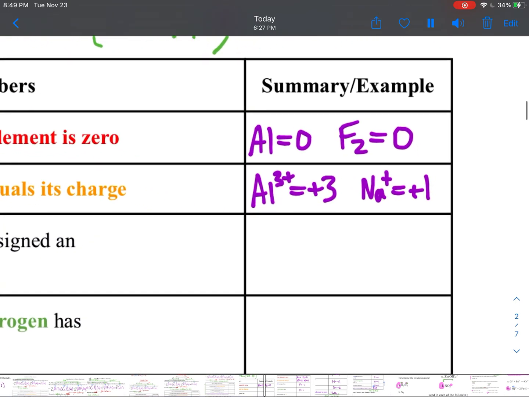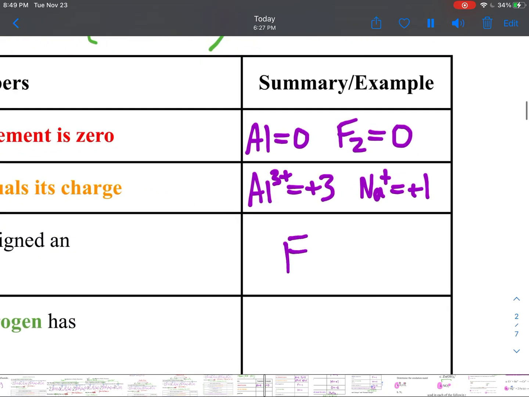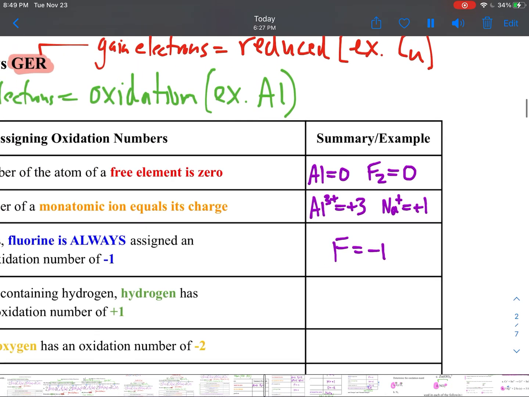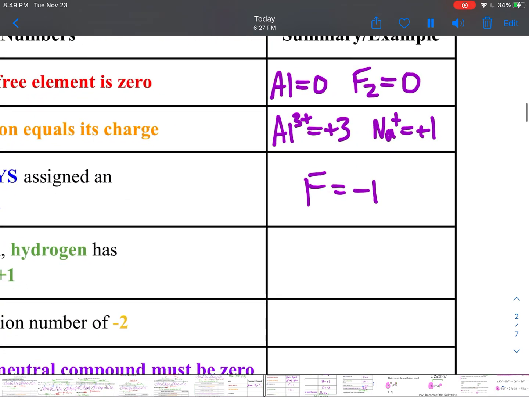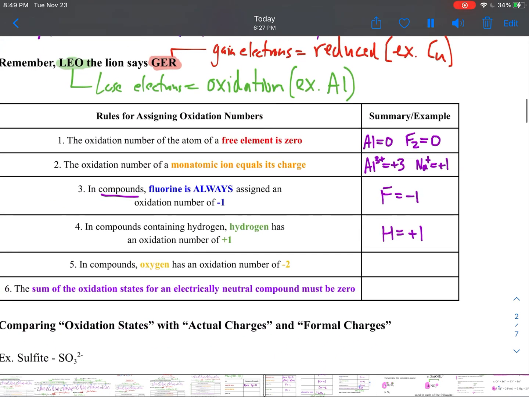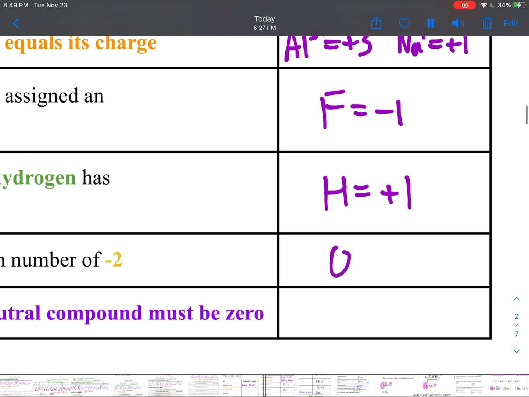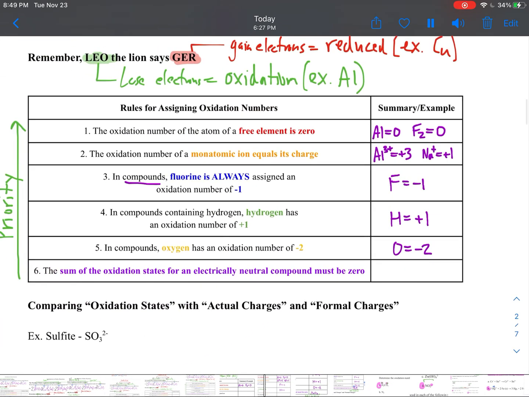Fluorine is always -1. So fluorine equals -1 in compounds. Up here we said oxidation number is 0 when it's elemental, so that rule still applies. Hydrogen is +1 in compounds. And in compounds, oxygen is -2. So those are just 3 elements to watch for. If you see those 3 elements, assign their oxidation numbers first.